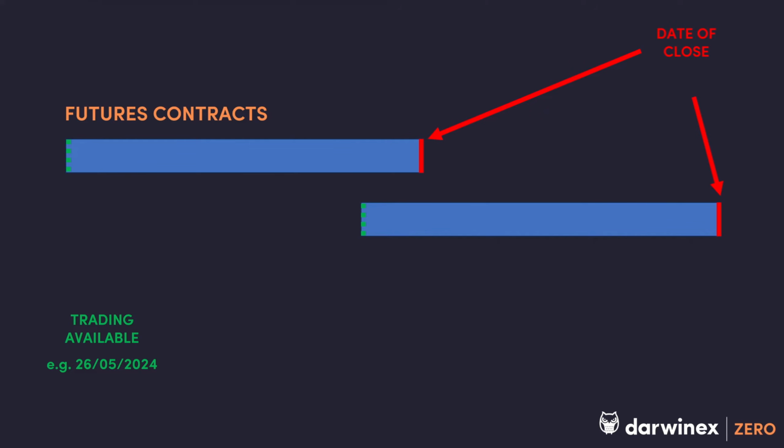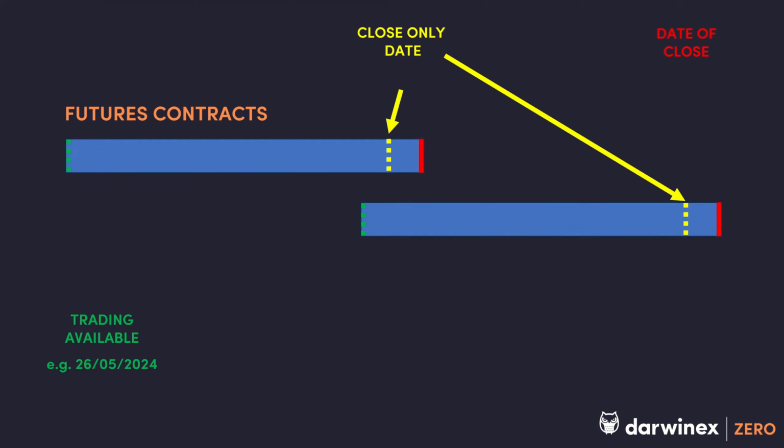The next important date is termed the close only date. Before this date is reached, you're free to open and close positions in this contract as you choose. However, once this date is reached, it will then only be possible to close any existing positions that are already open, but you won't be allowed to open any new positions. This date is usually about 4 days before the close date.